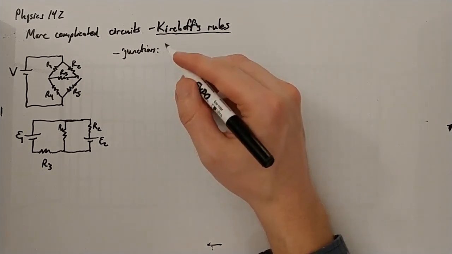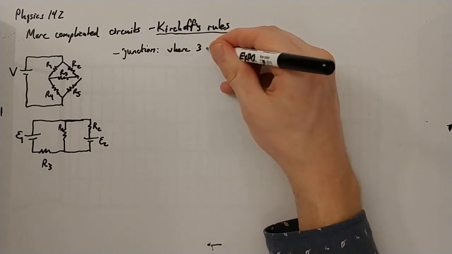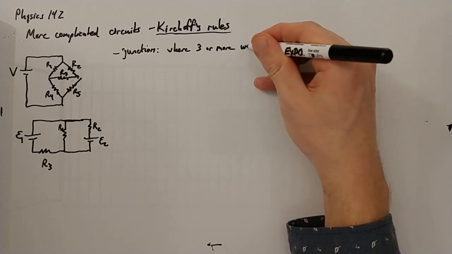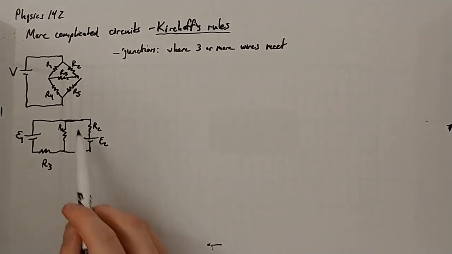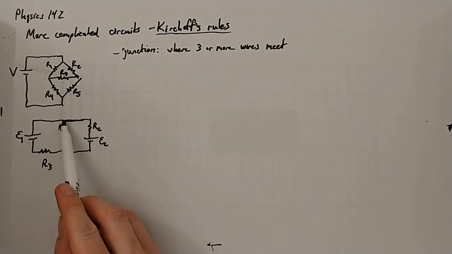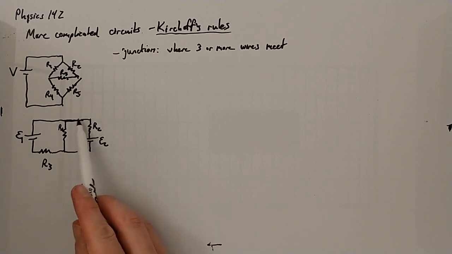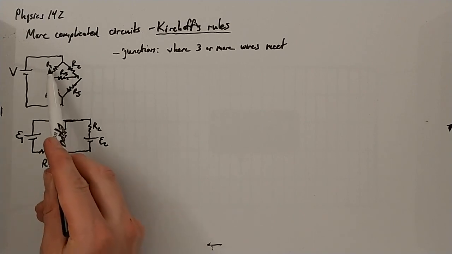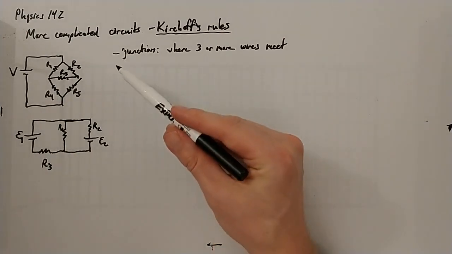So a junction is where 3 or more conductors or wires meet. Example junctions here: this would be a junction, right? We have 1, 2, 3 wires coming into this spot right here. Right here, not a junction, it's just a bend. But here and here are both junctions, because there are 3 wires coming together. All right, so those are junctions.